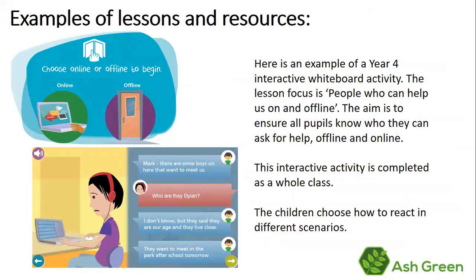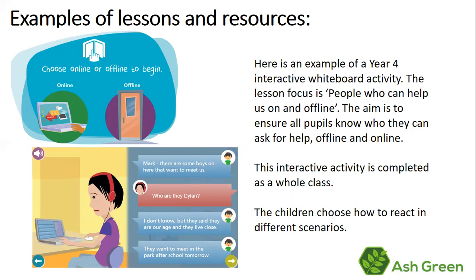Okay, so this is an example of a lesson and resources. This was an example of a year 4 interactive whiteboard activity, and the lesson focus was people who can help us on and offline. By the end of the lesson, the aim is to ensure that all pupils know who they can ask for help both offline and online. So this was a really nice lesson where there were different scenarios. Children were given a scenario in school, what would they do, who could they go to for help; different scenarios at home, who might they ask for help there; and then obviously online as well, which is the interactive bit at the bottom.